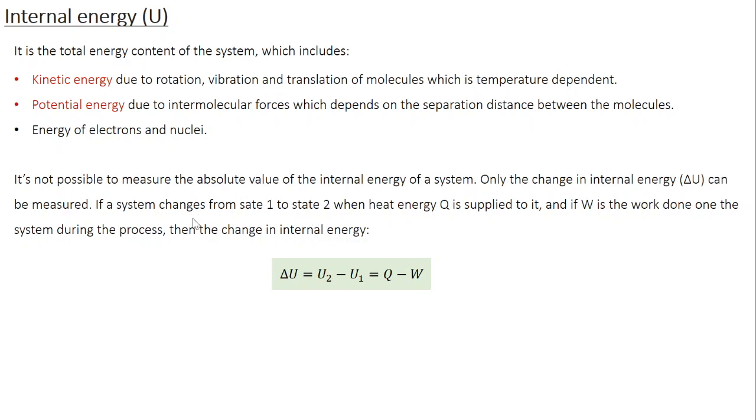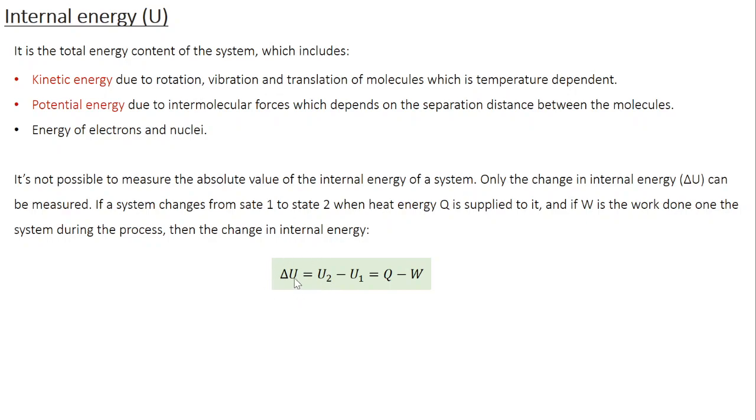So imagine that I have a system which is in state 1, the corresponding internal energy is U1. Now I am going to supply some heat energy Q to it, and also the system is going to do some work. So let W be the work done by the system. Sorry, there is a typo here. This is work done by the system. Okay. So Q is the energy supplied to the system, W is the work done by the system. And because of these two, the system changes from state 1 to state 2. In state 2, the internal energy is U2.